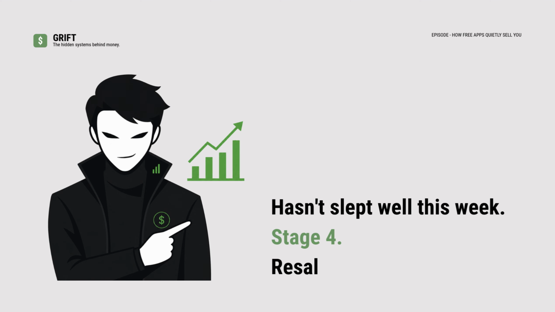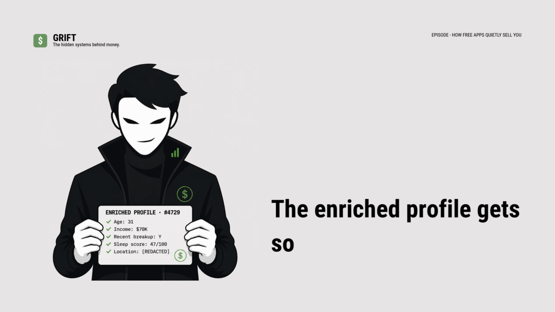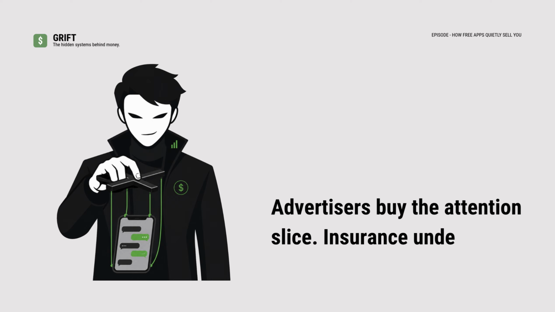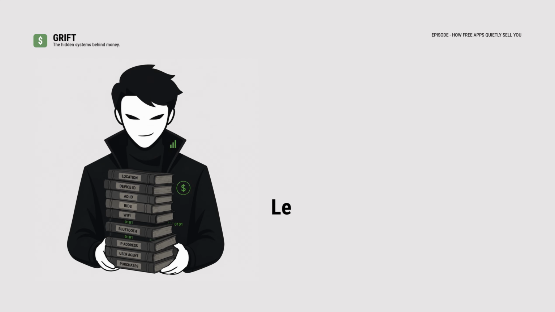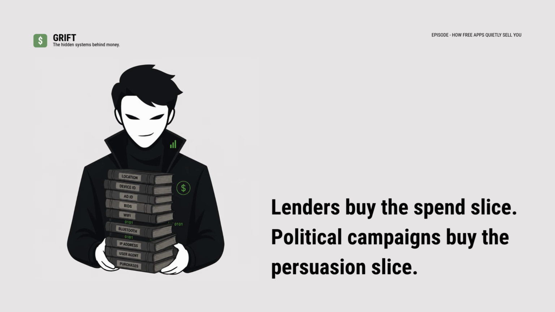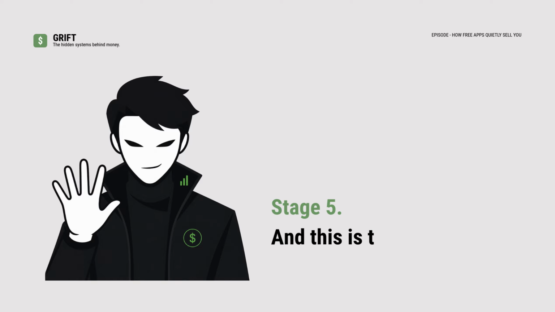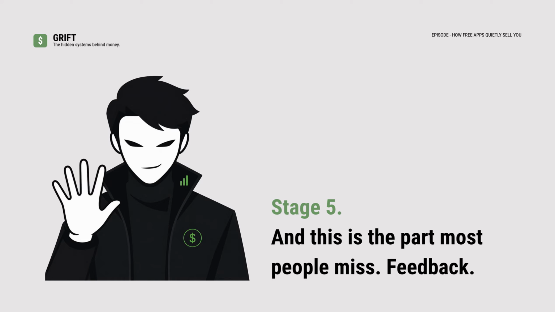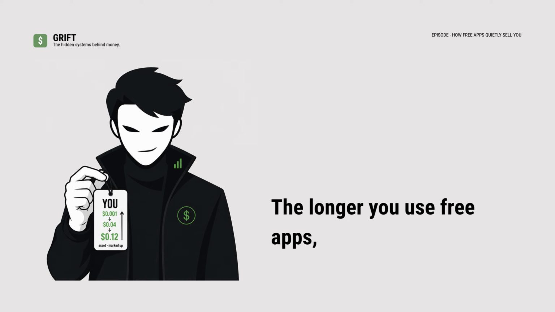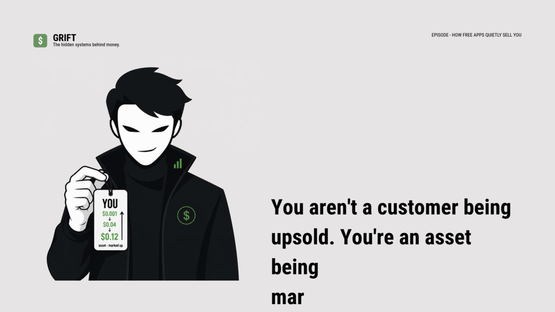Stage 4, resale. The enriched profile gets sold in slices. Advertisers buy the attention slice, insurance underwriters buy the risk slice, lenders buy the spend slice, political campaigns buy the persuasion slice. Stage 5, and this is the part most people miss, feedback. Your reaction to the ad, the loan offer, the insurance quote, all of it flows back into the profile and makes the next sale of you more expensive. The longer you use free apps, the more you cost to buy. You aren't a customer being upsold. You're an asset being marked up.